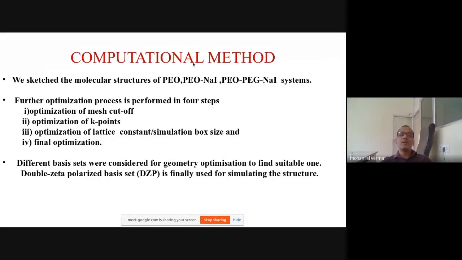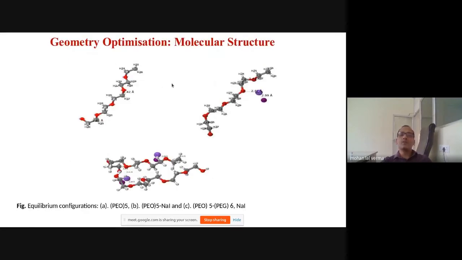We optimize the PO salt, which is already optimized, and then we optimize the PEG, polyethylene glycol, and then PEG with the sodium iodide system, with a four-hour optimization process with different basis sets, DZP and others. This is the optimized structure, the PO, and this is the PO with the sodium, and then with this glycol. In this glycol we have taken 5 and 6 atoms.